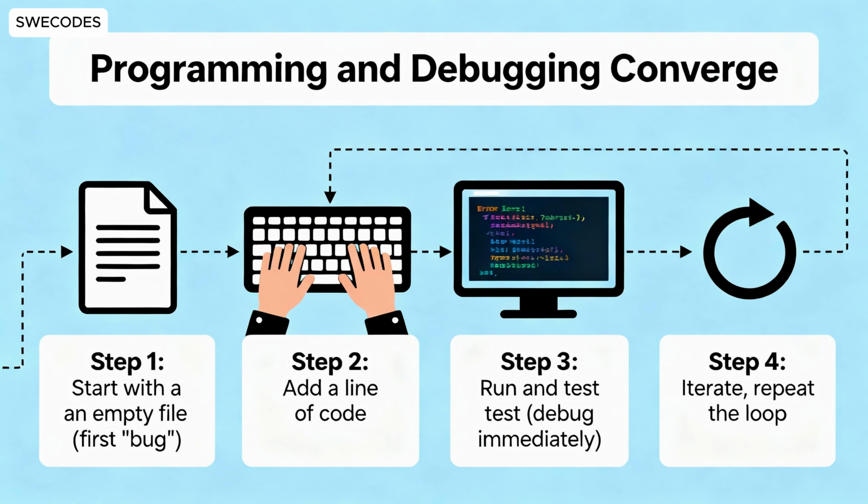Here is the most important takeaway. At a professional level, programming and debugging converge. They become the same activity. You are never just writing new code. You are debugging a program until it does what you want.